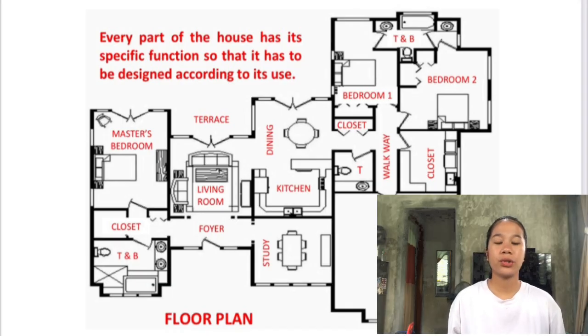The fourth photo showcases the floor plan of a house. It says here that every part of the house has its specific function, so it has to be designed according to its use. The floor plan also highlights the principle of form follows function. This means each room is designed according to its purpose.